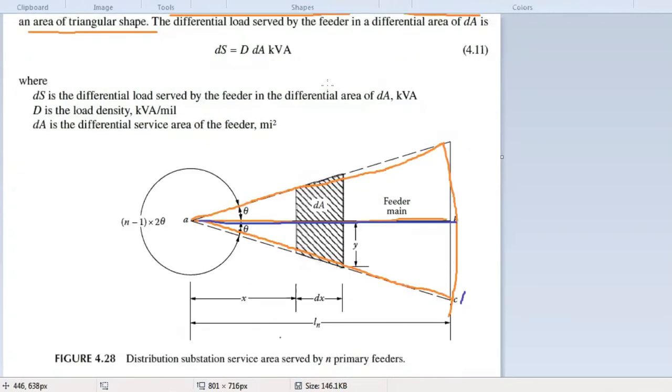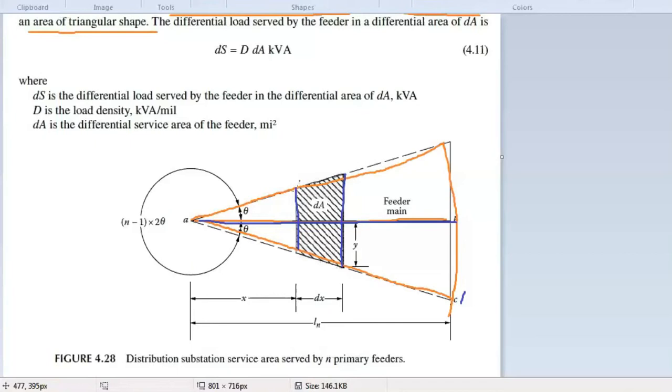For that we will take one point here, which gives one differential area. This entire region is the area of the triangle, and in it we have taken one strip. That is one part of the total area, denoted dA. From this point to the origin, the total length is considered as LN. It is the main feeder length, from this point to this point. We have taken only one feeder for the analysis, and the feeder length is this one.